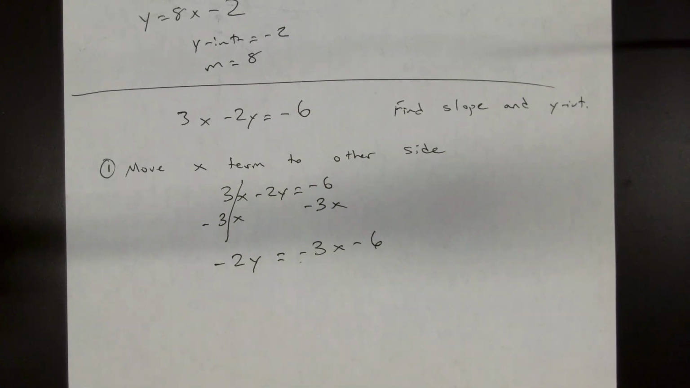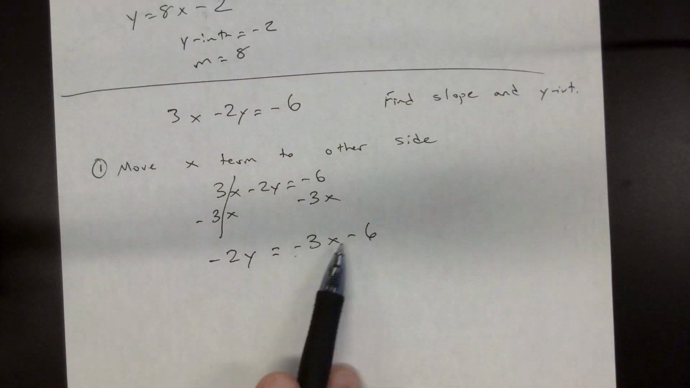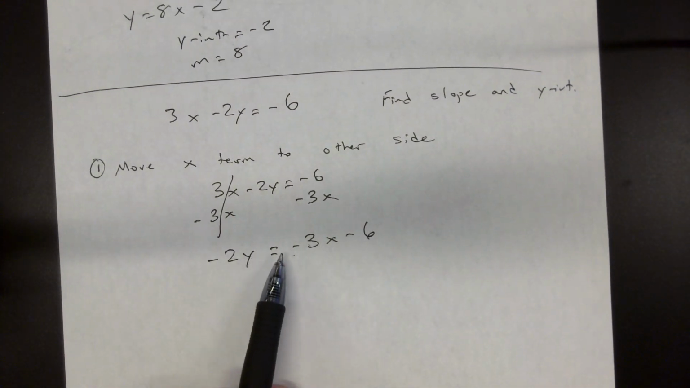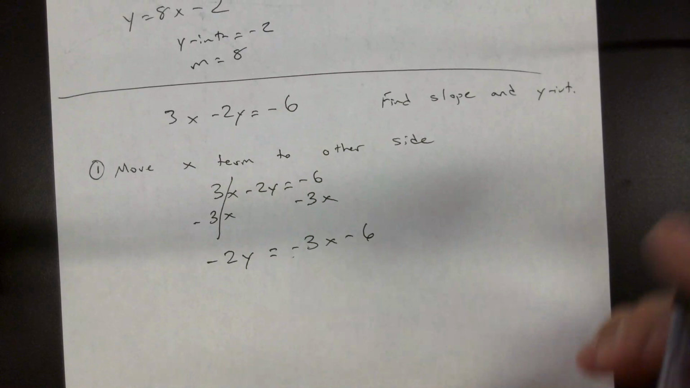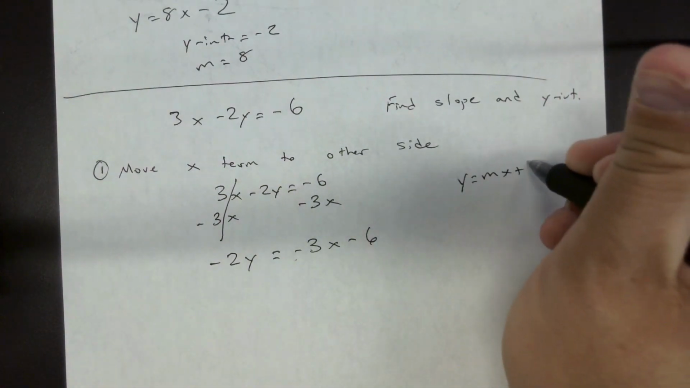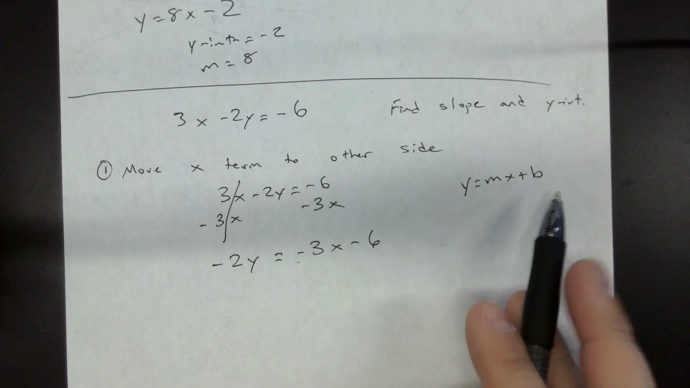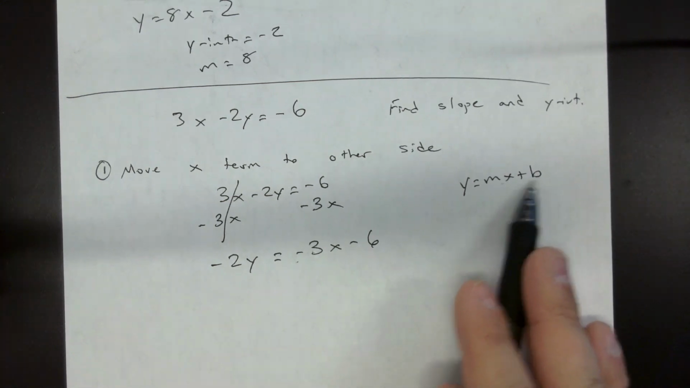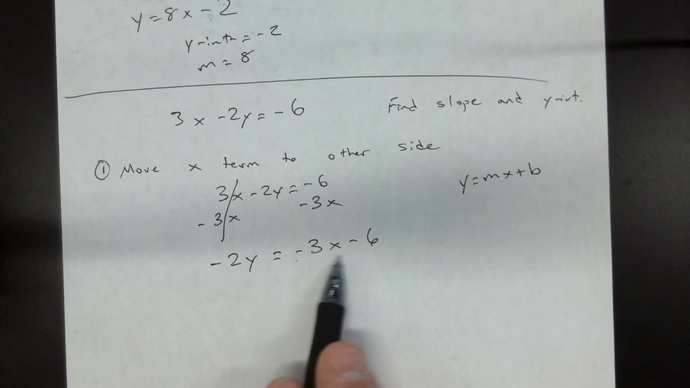Does anyone know? Ricky? Good idea, but not quite. No, that's not why. Why do you think? What does our formula look like we're trying to get it to? Y equals. Everyone see how the x comes before the constant? That's why you put the x right here.